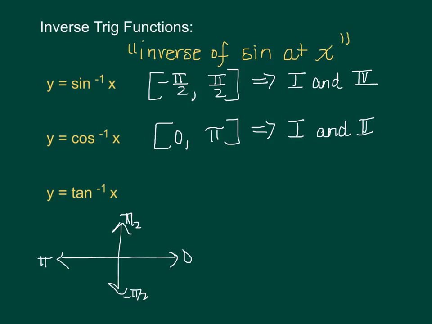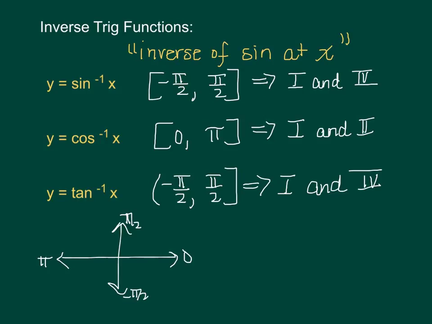And for tangent, we can look from negative pi over 2 to positive pi over 2, which is quadrants 1 and 4 also, but we can't include, oh, big mistake, sorry. Don't include those 2 radian measures, meaning you can't find the inverse of tangent at negative pi over 2, because it's undefined.